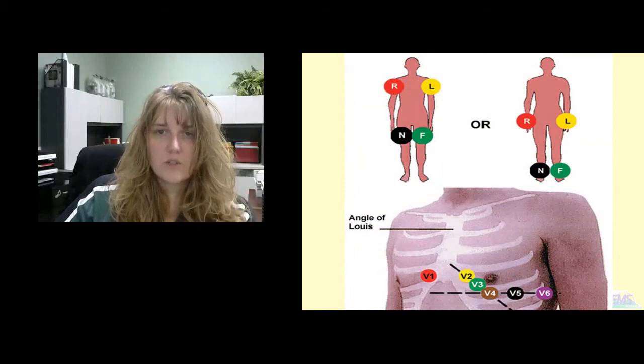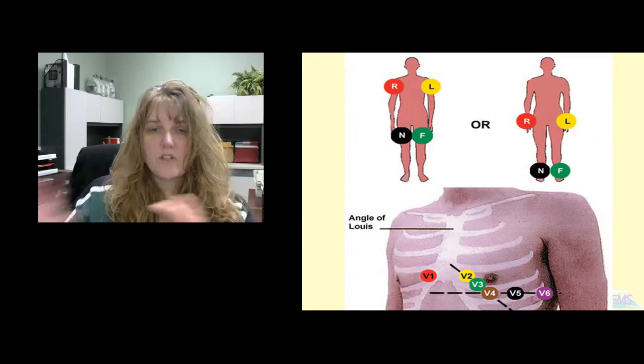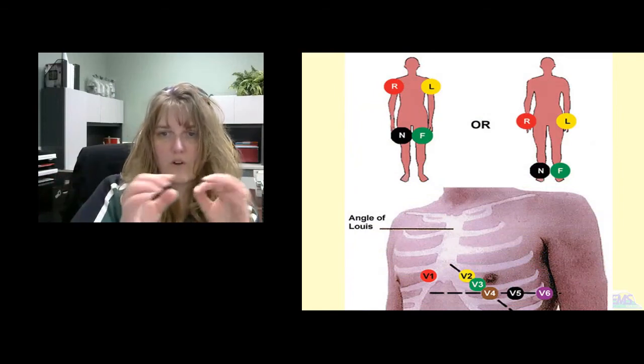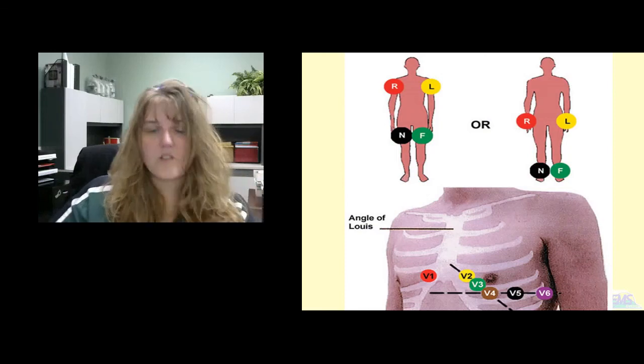So again, this is just a pictorial representation to kind of give you an idea. It's really hard sometimes with artistic rendering. It looks like they're almost curved, but in reality you're making a straight line through that intercostal space.